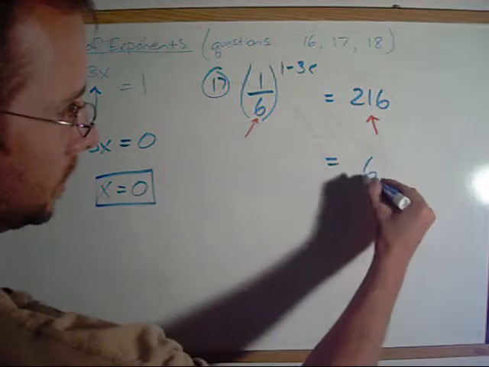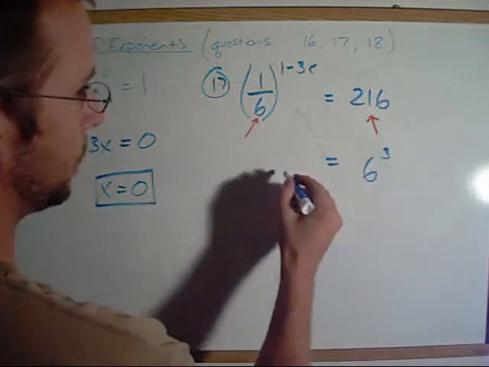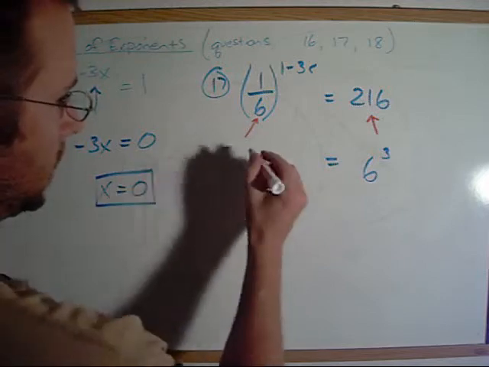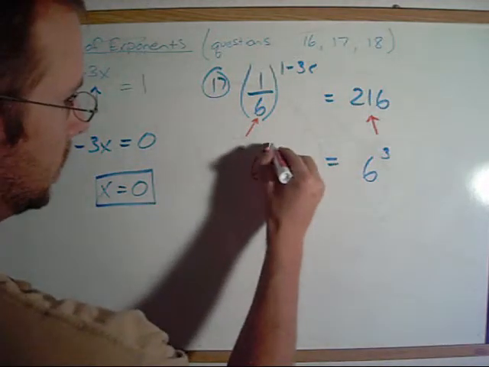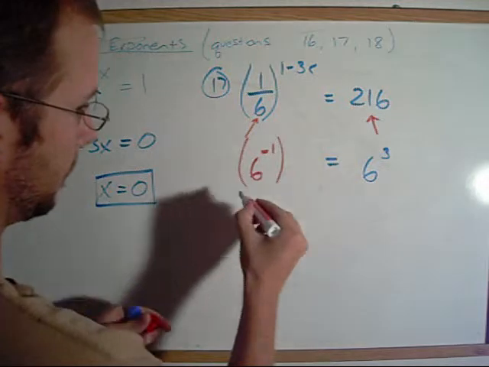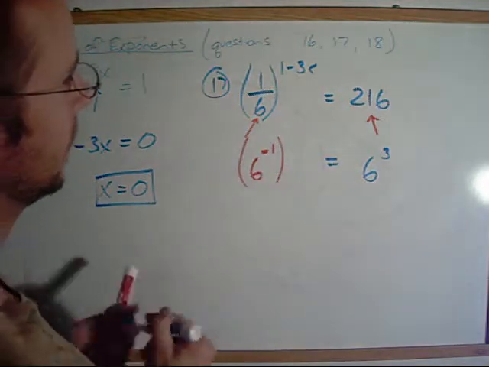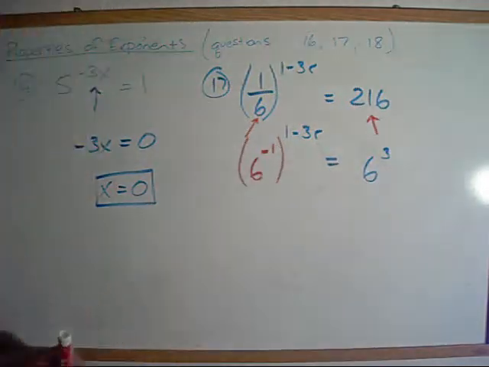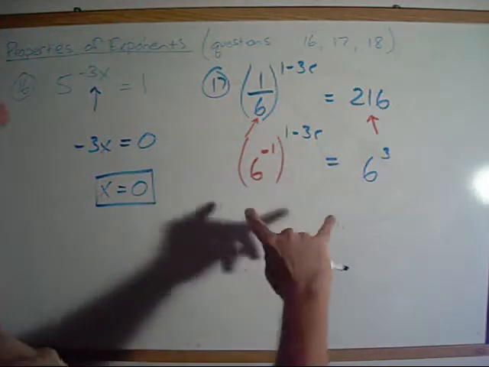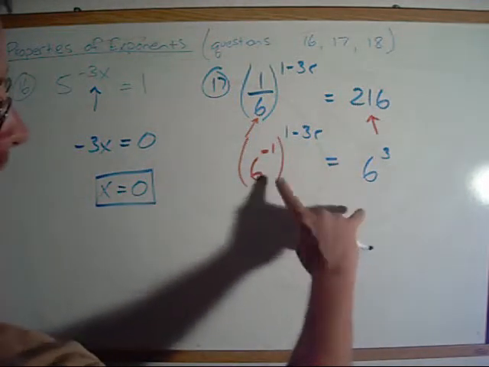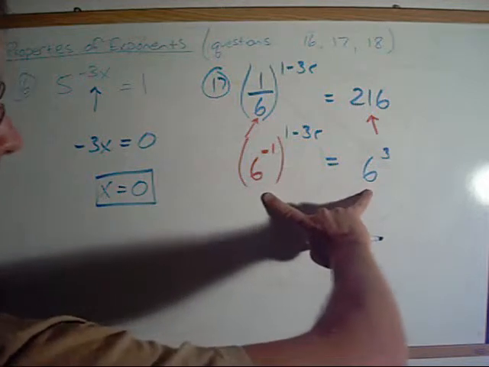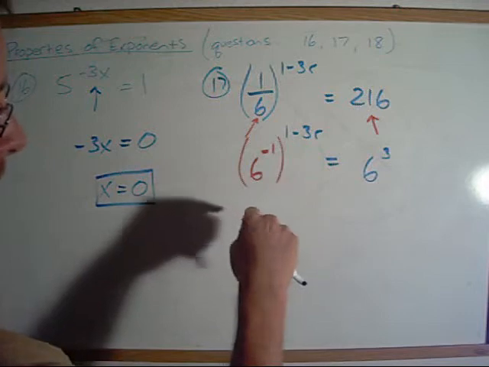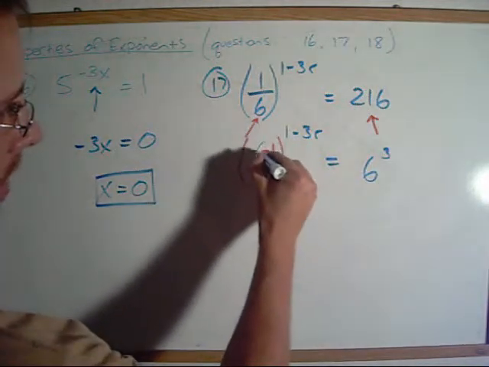So if we do that, this is really 6 cubed. And this part in the parentheses, 1/6, is the same as 6 to the power of negative 1. So we get this relationship. Well, the nice thing about this is when you have an equation with the same base on both sides, you can set up an equality. Let me clean this up a little bit more with this property.